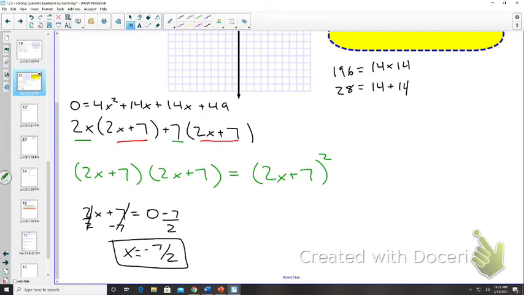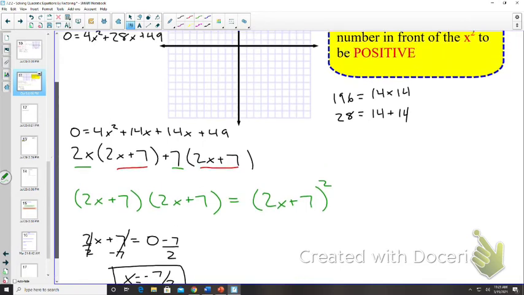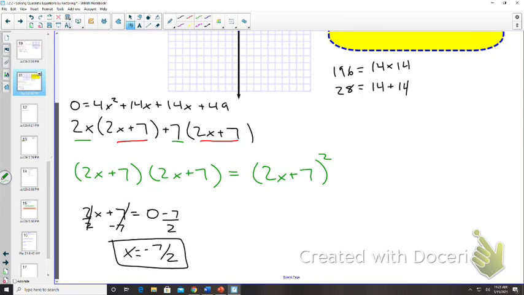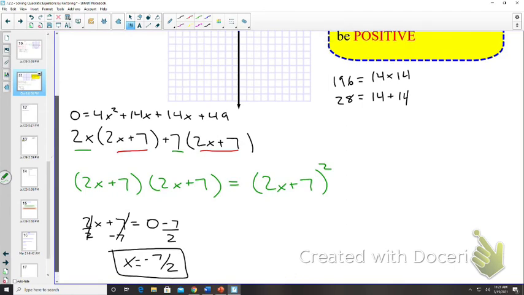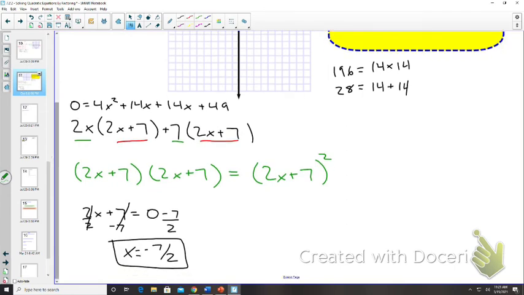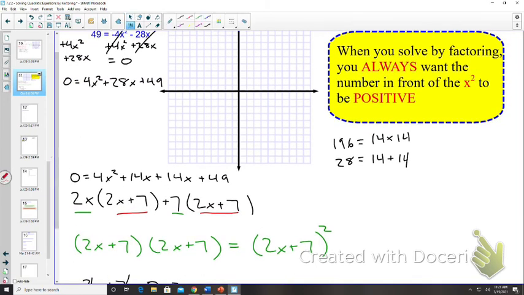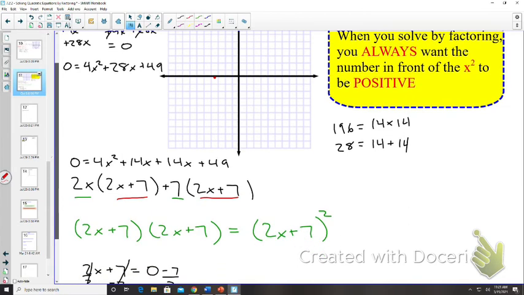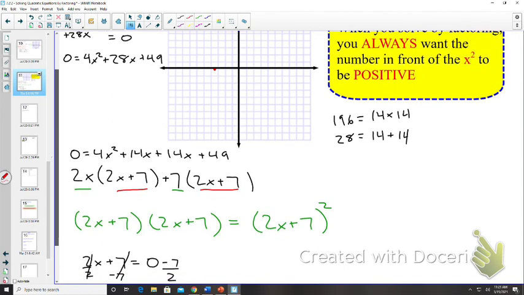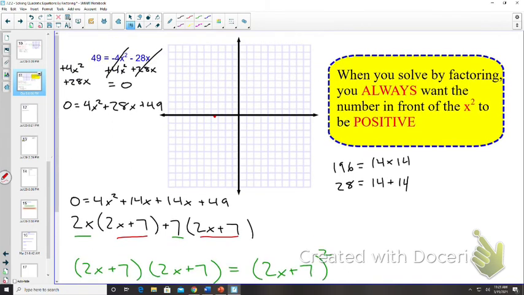This means that there's only one x-intercept at x equals negative 7 over 2, which is about 3.5. So let's jump up to negative 3.5. One x-intercept, and it's a happy parabola, right? Positive.